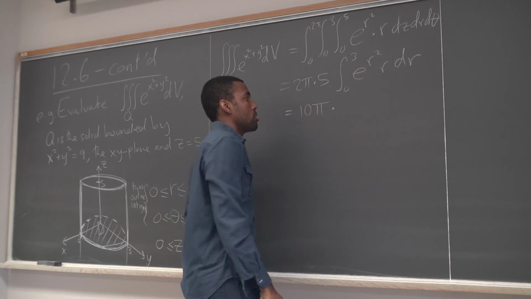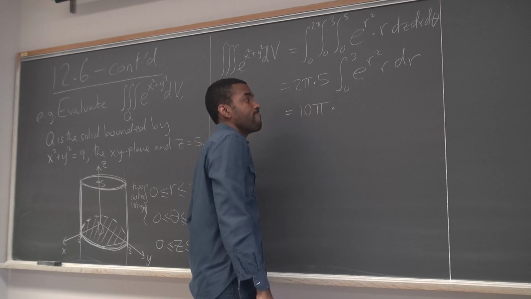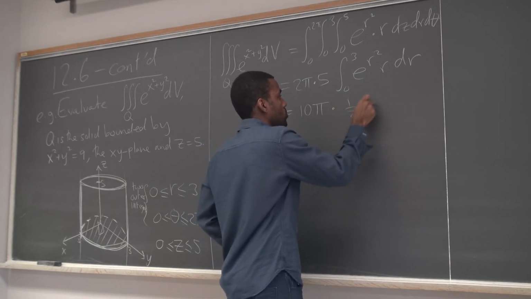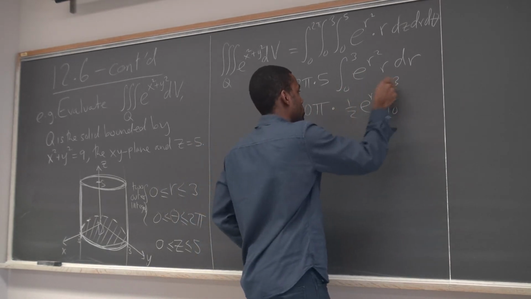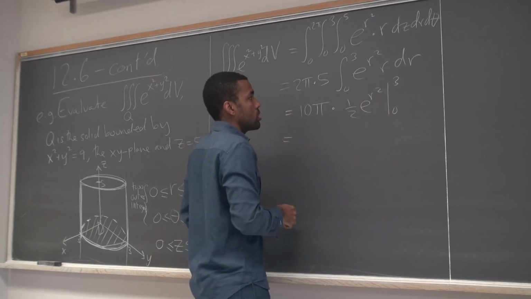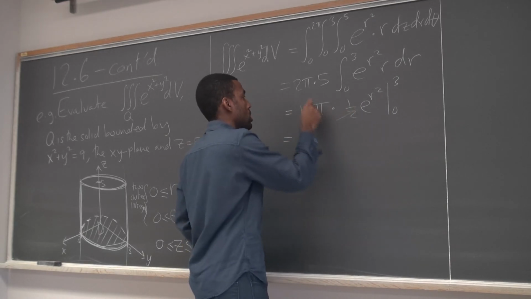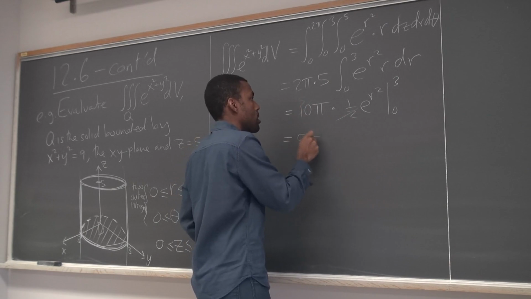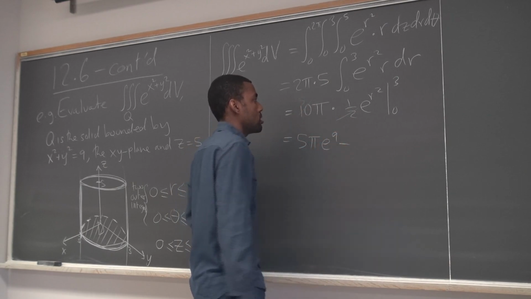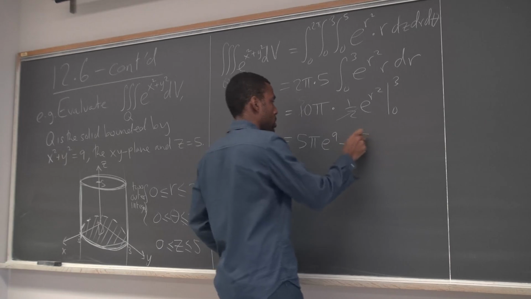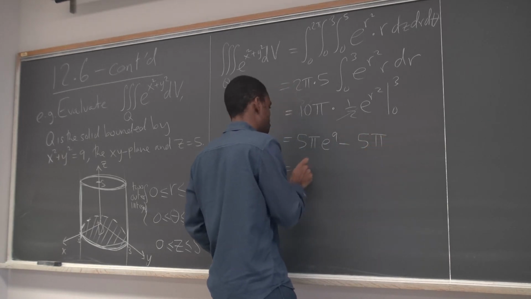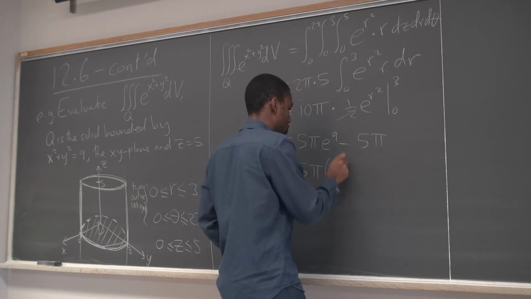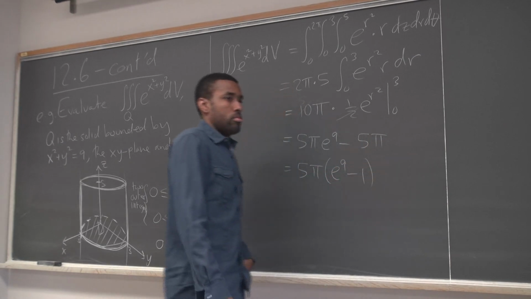What's the derivative of that? The integral is one half e to the r squared. So you plug in, this cancels out to 5, so you get 5 pi e to the 9 minus 5 pi. Not so bad.